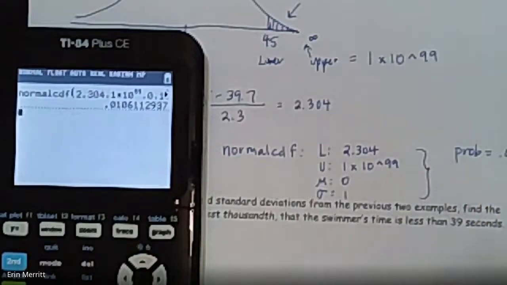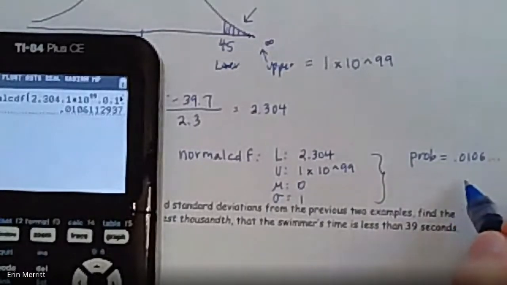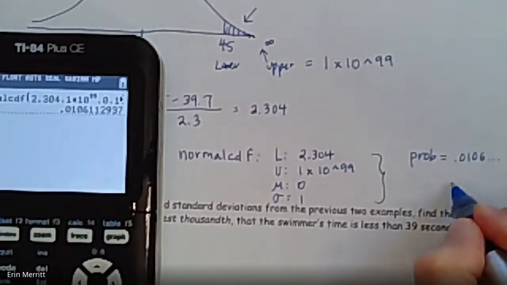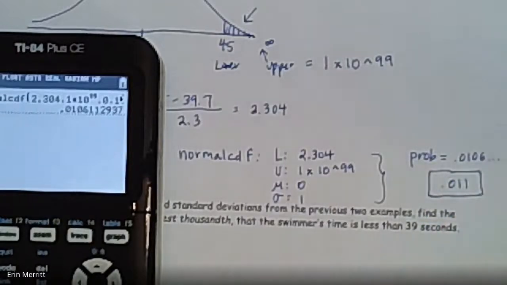So they're saying, all right, what's the chance that she's going to swim more than 45 seconds? It's like a 1% chance. Because she's awesome. And it doesn't make sense that she would swim such a slow time unless she got like a cramp or something crazy like that. So 0.011 to the nearest thousandth would be the answer there. Right?